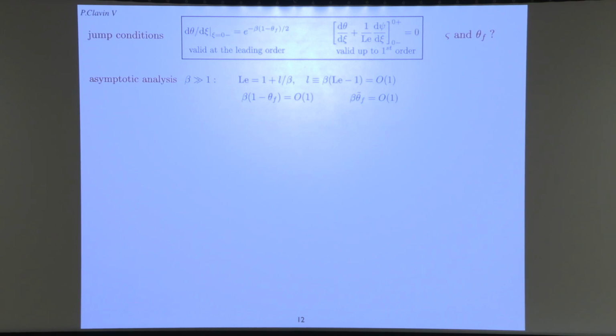So now you have the jump condition. You have to apply two jump conditions. One. And the asymptotic analysis you develop is this one, that you assume that the temperature, the departure of the temperature from the planar case multiplied by beta is of order unity. This is an unknown.